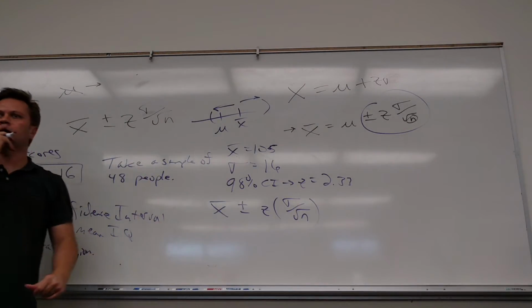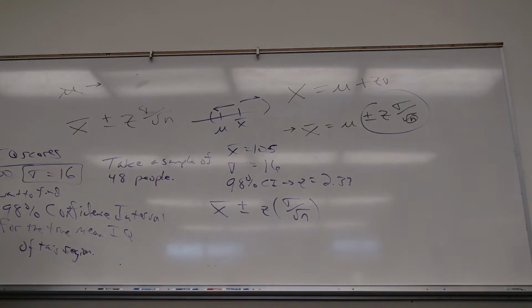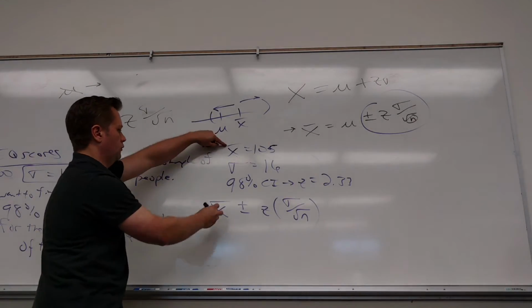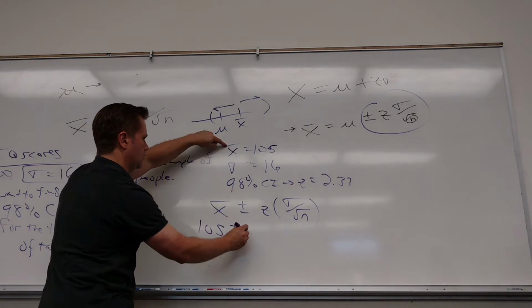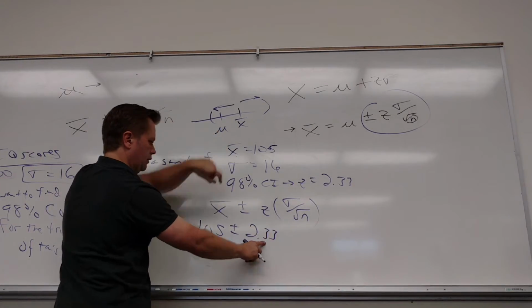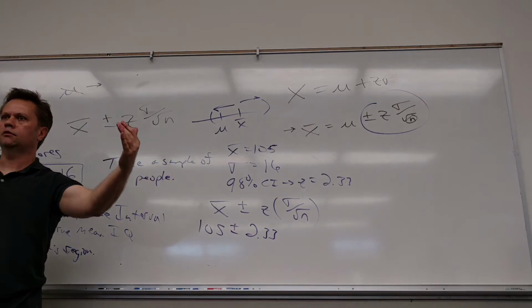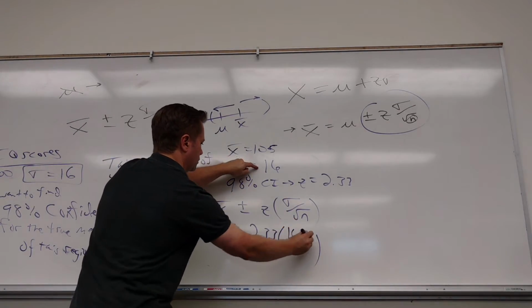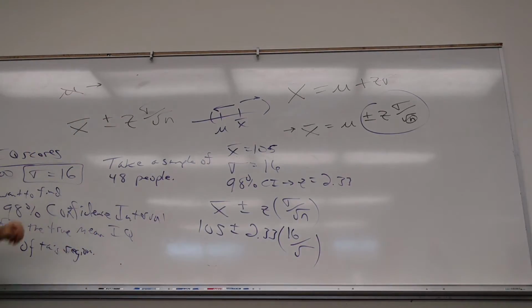So now you just got to plug and chug. That's the beauty of this. It takes me forever to explain something, but then almost always we end up with just plug stuff in the right place, right? So what's the sample mean we got? Was 105. Give or take 2.33, so we catch 98%. Standard deviation, so that'll be 16 divided by the square root of what? 48, good, because did I erase it? 48 people.